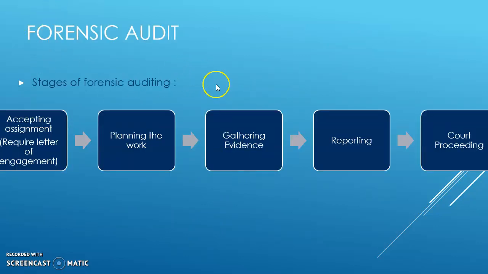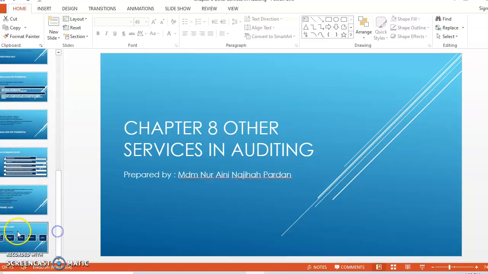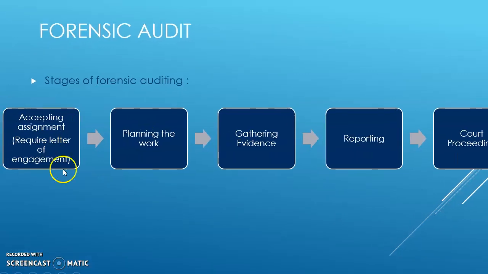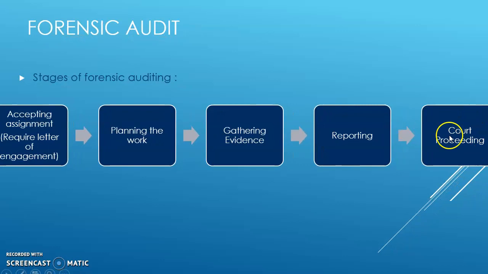Okay, forensic audit include accepting assignment, which requires a letter of engagement, and then you plan the work, and then gathering evidence, including the investigation, and hiring some personnel to work on the report given to you. If you see there is any misconduct, and then reporting, and finally in the forensic audit you have to do the court proceeding.